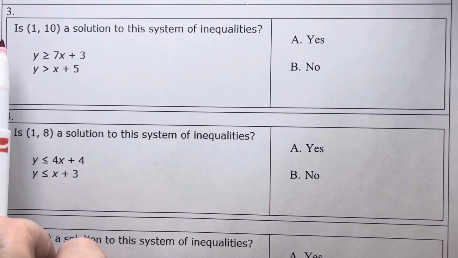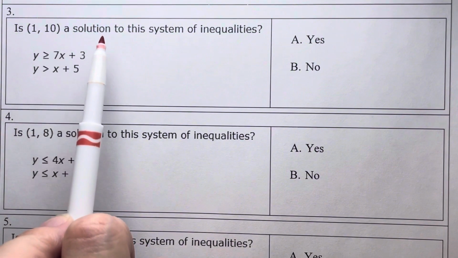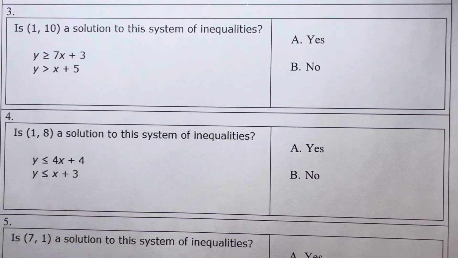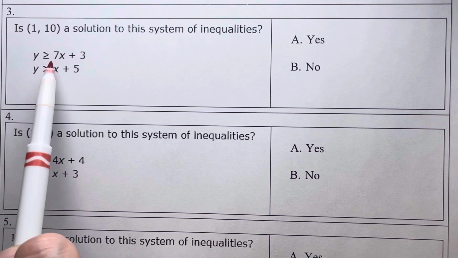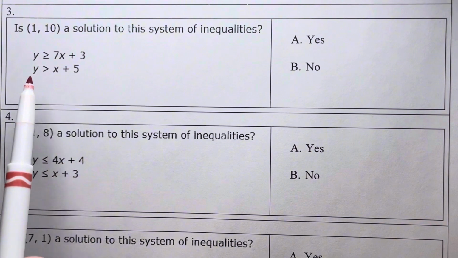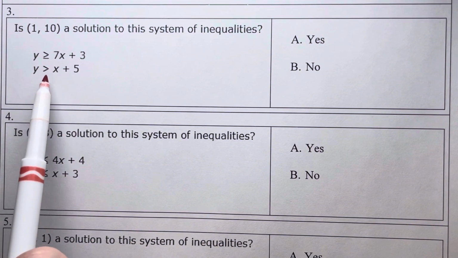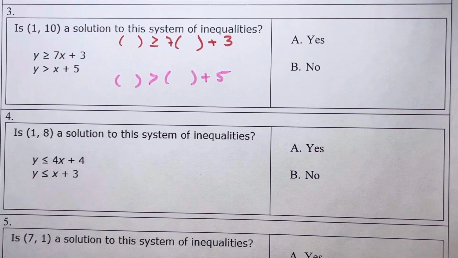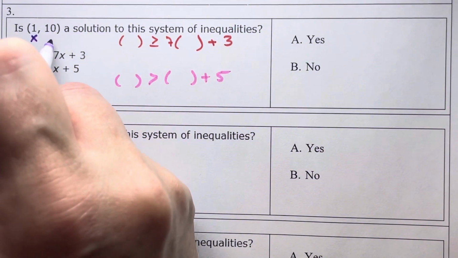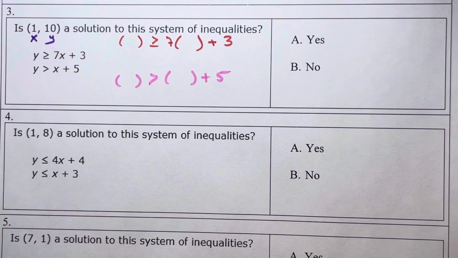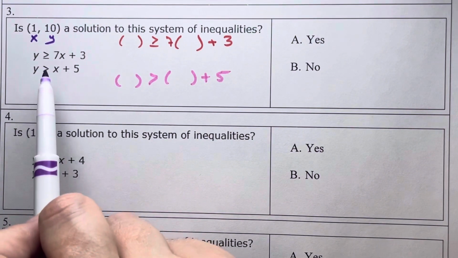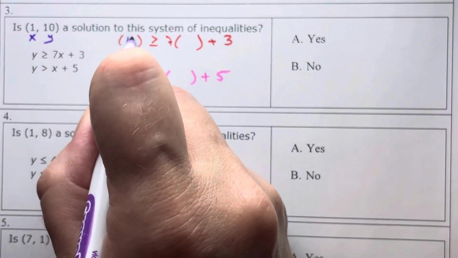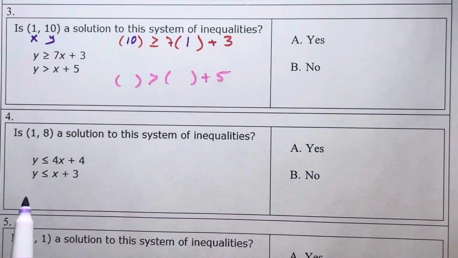Example 3. Is the point (1, 10) a solution to this system of inequalities where y is greater than or equal to 7x plus 3 and y is greater than x plus 5? Our coordinate point is that of (1, 10). Let's plug in our x and y values into our two inequalities. y is 10 and x is 1. And we'll do that for both of our inequalities. Let's see what they make.